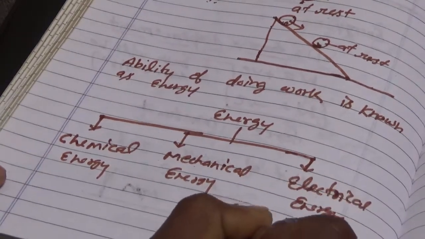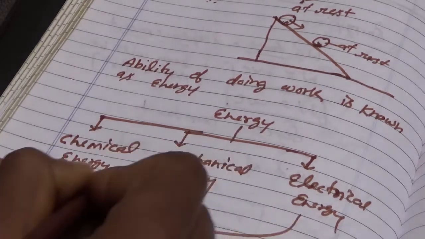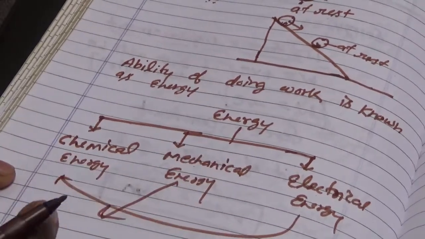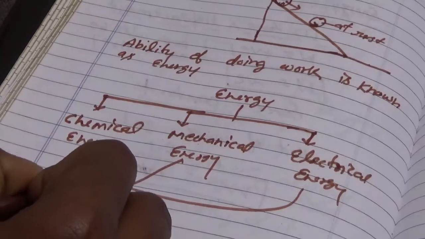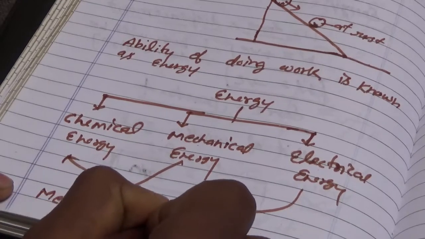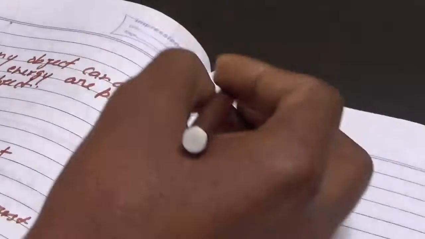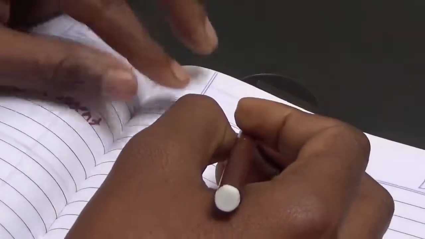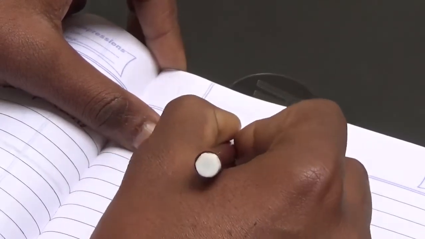But students, electrical energy also belongs to chemical energy. But here in this chapter, in this class, we are going to discuss only mechanical energy. Mechanical energy, dear students, has been classified into two types. Mechanical energy, two types.